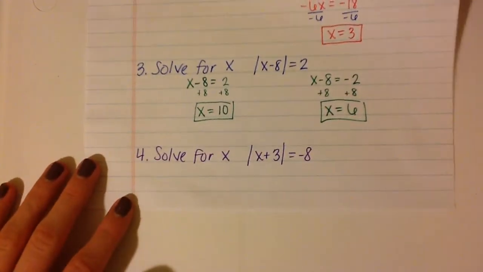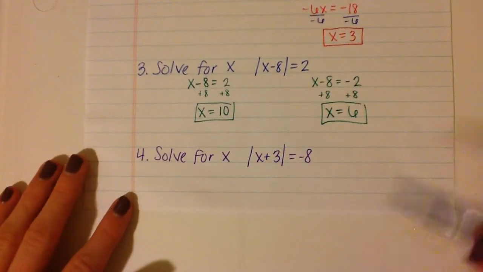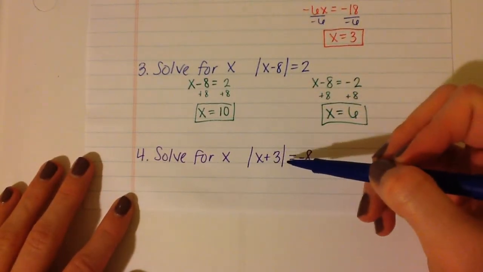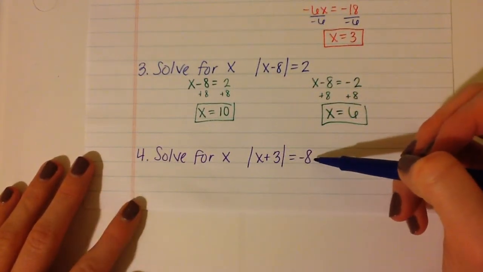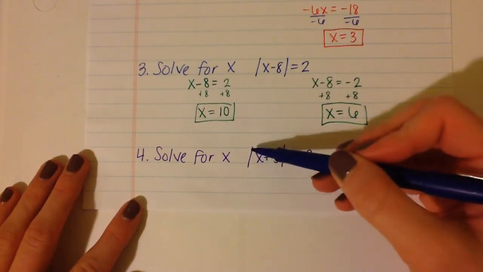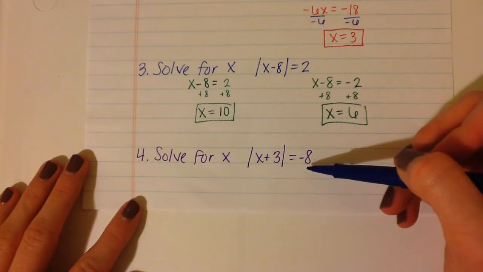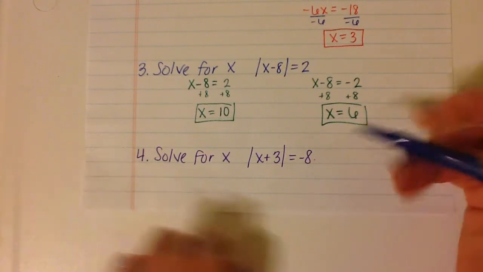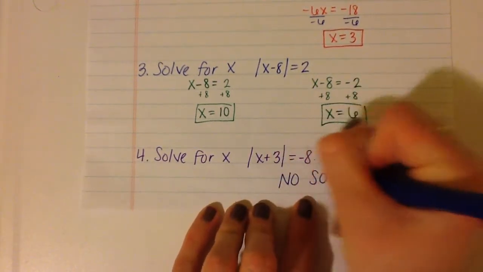Alright, so the last one. We're going to solve for x again. We have the absolute value of x plus 3 equals negative 8. Well, before we go on and set up our two equations and solve, can the absolute value of anything ever be a negative number? No, it can't. So that is no solution.